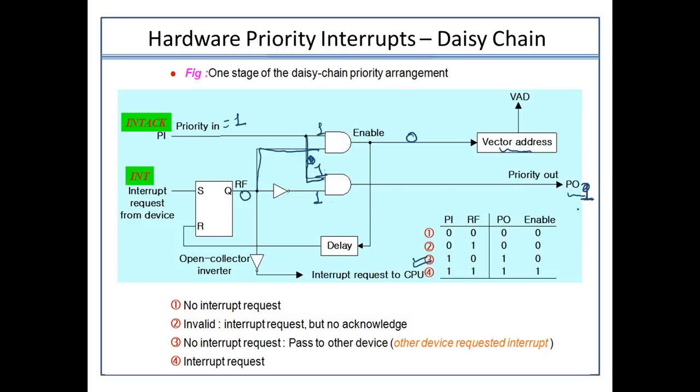So it means that we need not go for the things. Definitely this 1 and 1 has passed. The vector address has not been enabled. Now let's look at this fourth case, because these are the only two cases that matter.